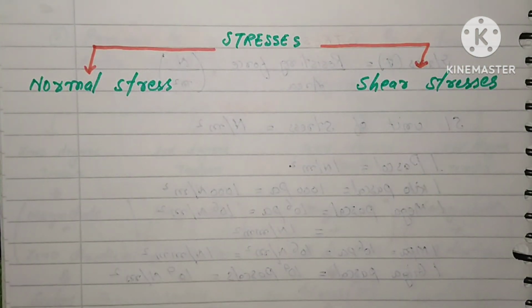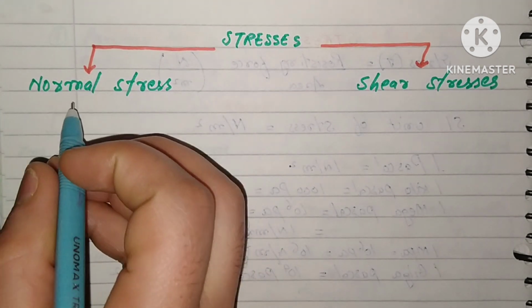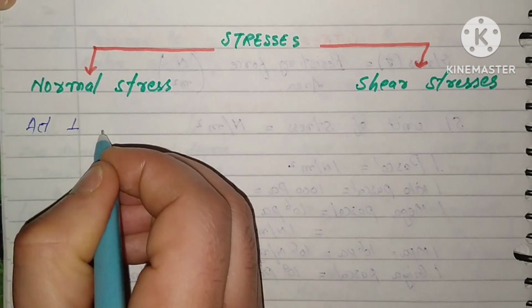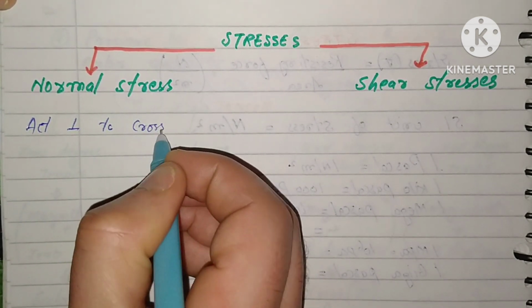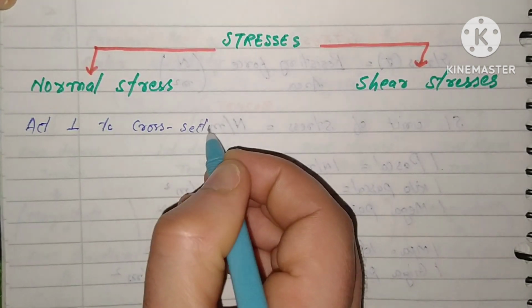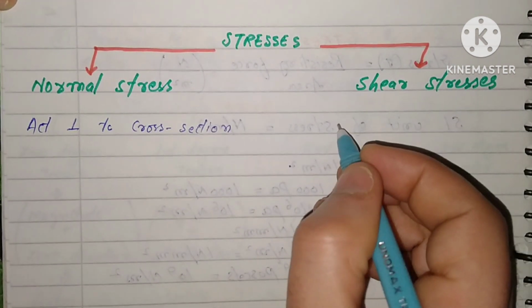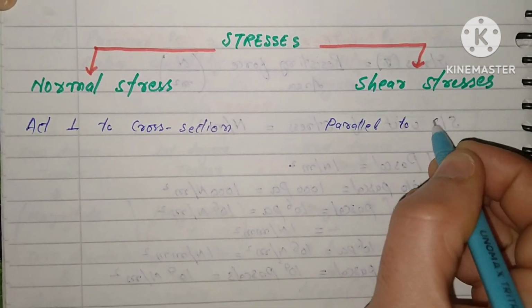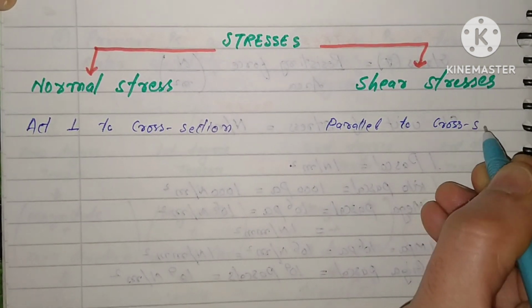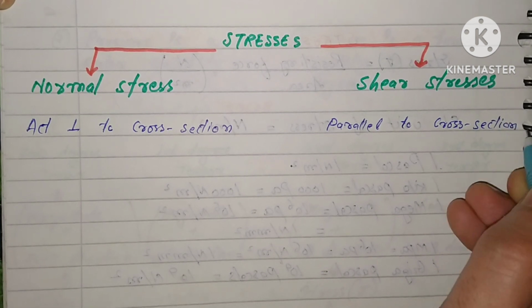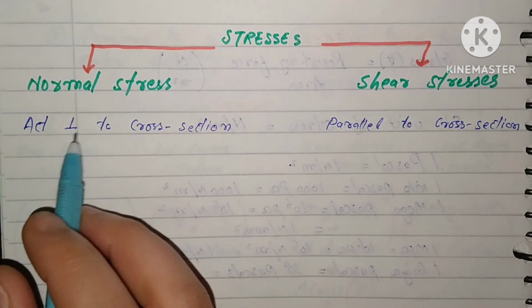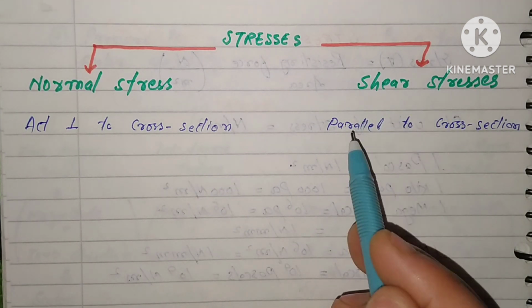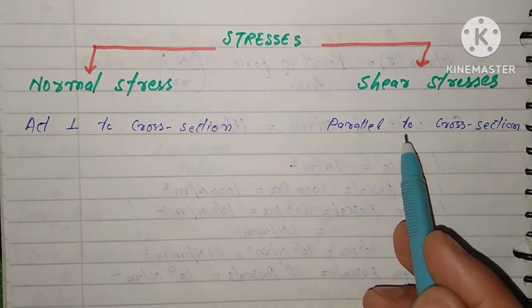Normal stresses act normal to the cross section, that is, perpendicular to the cross section, and shear stresses act parallel to the cross section. Normal stresses are those stresses which act perpendicular to the cross section, and shear stresses are those stresses which act parallel to the cross section.